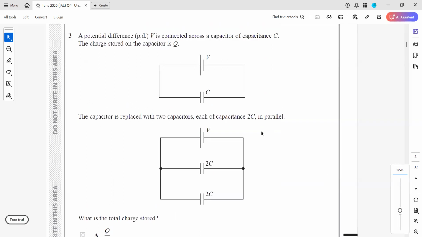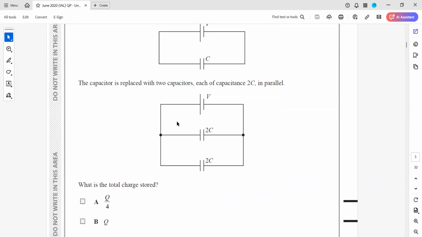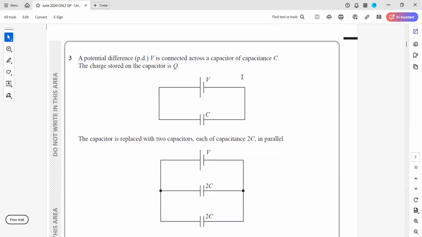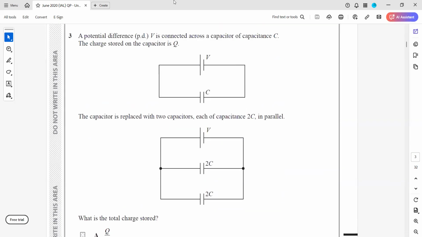A potential difference V is connected across a capacitor of capacitance C. The charge stored on the capacitor is Q. The capacitor is replaced by two capacitors, each of capacitance 2C, in parallel. What is the total energy stored? We have the formula that energy stored in the capacitor is half QV. But we don't have Q. Q is equal to CV. So we can say energy stored in the capacitor is half CV squared.